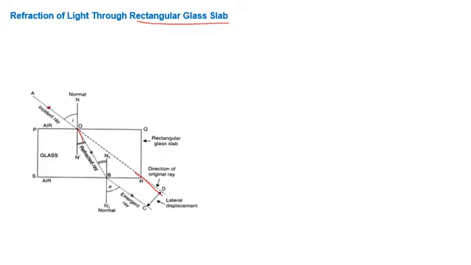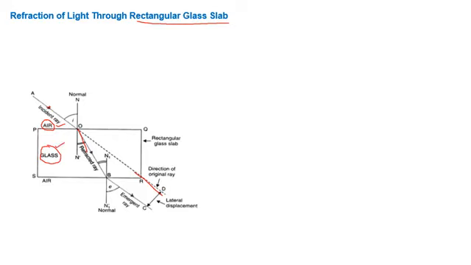Why has it moved towards the normal? Because there is a change in the refractive index. Why is there a change in the refractive index? Because there is a change in the optical density of the two media. Air is an optically rarer medium and glass is an optically denser medium. And when light moves from an optically rarer medium to a denser medium, it moves towards the normal.